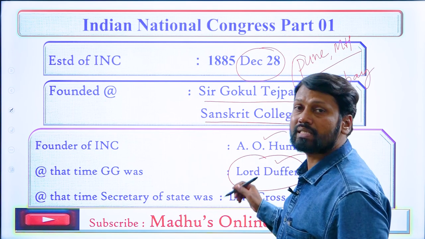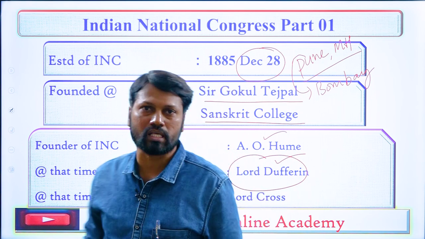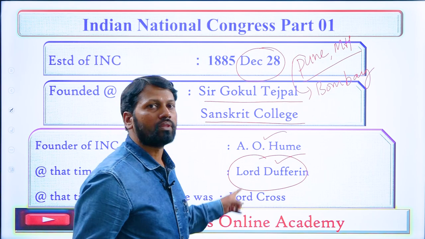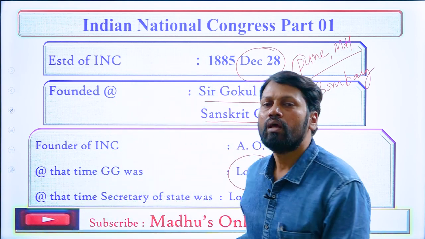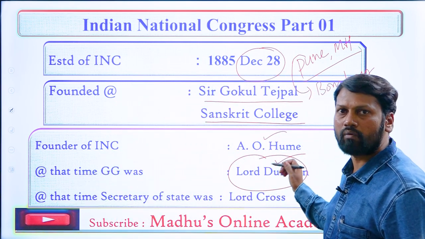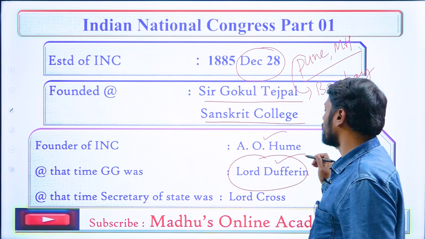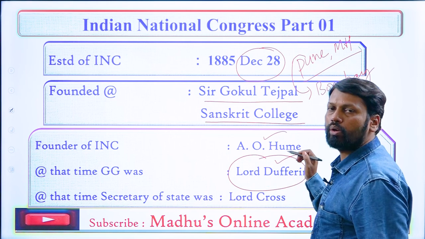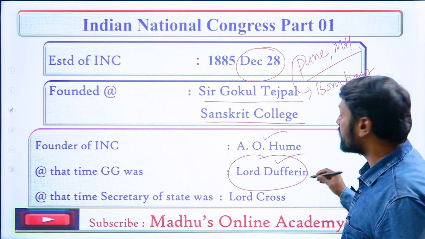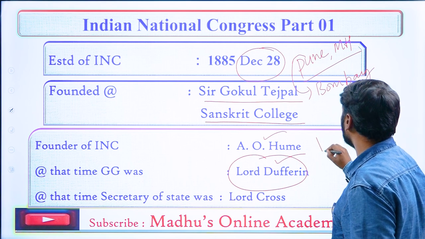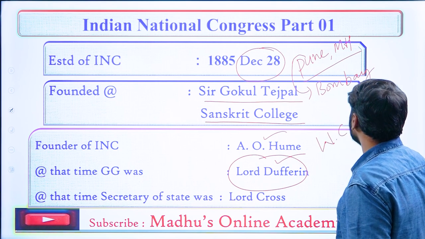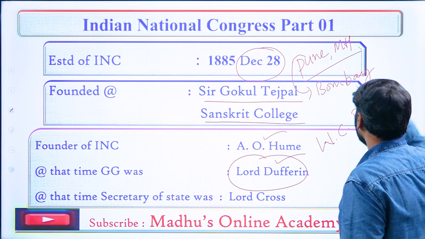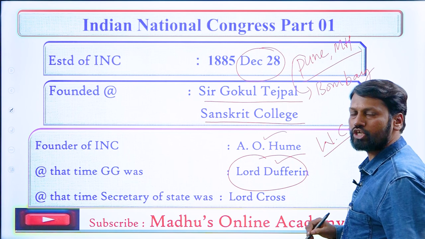And at that time, the Secretary of State for India was Lord Cross. So at the time of the foundation of the INC, the Secretary of State for India was Lord Cross, the Governor General Viceroy was Lord Dufferin, and the founder of the INC was A.O. Hume. And the first president of INC was W.C. Banerjee.